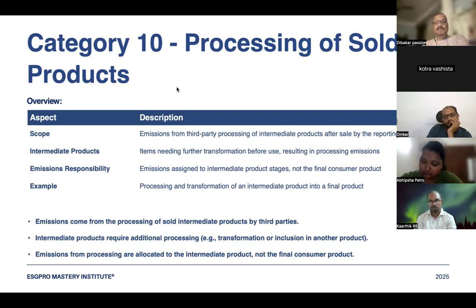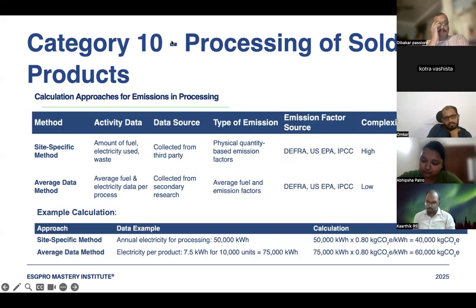Everyone, that energy consumption which he is using to run the business is his scope 1, and hence it is my scope 3. But his scope 1 is a franchisee, and hence it is a franchisee emission. How many of you got that? Simple, right? Clear? So that was processing of sold product.